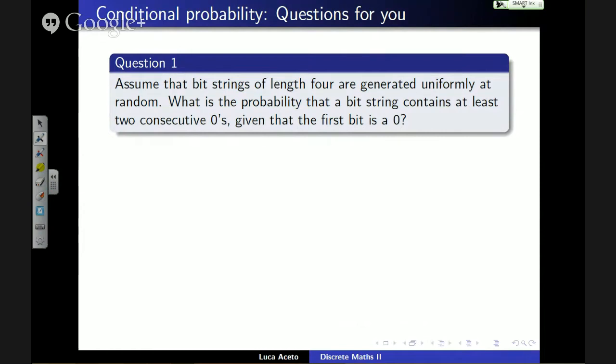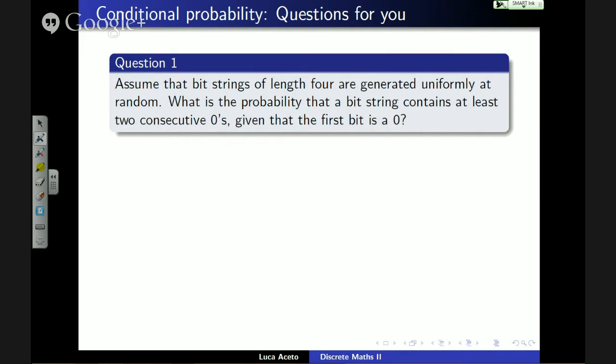uniformly at random. For instance, you can assume you throw a fair coin, and if the coin gives you a head, you write a 0. If it gives you a tail, you write a 1. It doesn't really matter how you do it. The important thing is that you generate bit strings of length 4 at random.